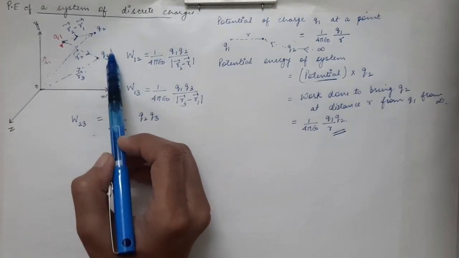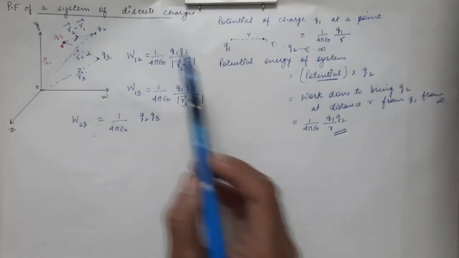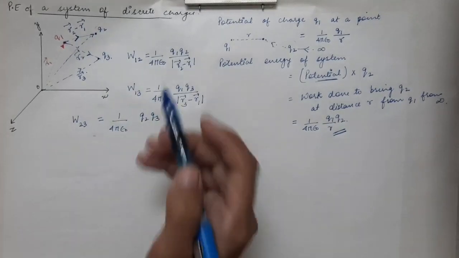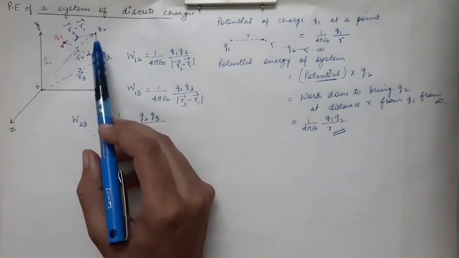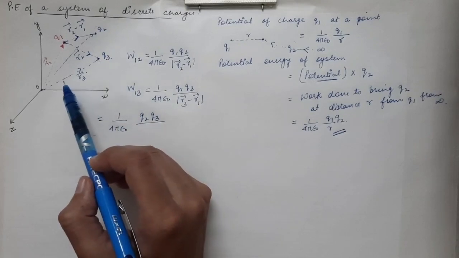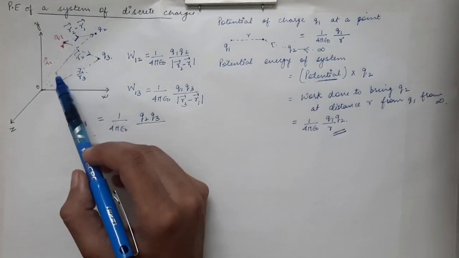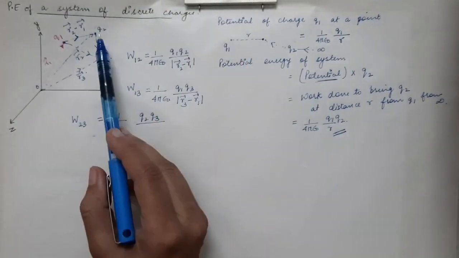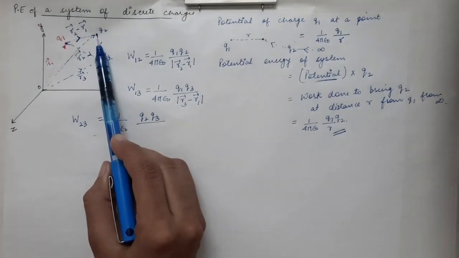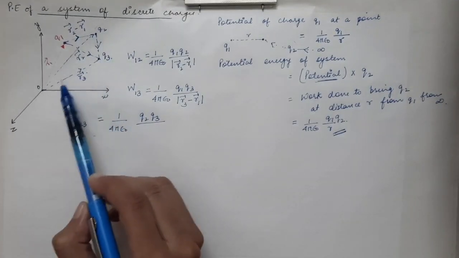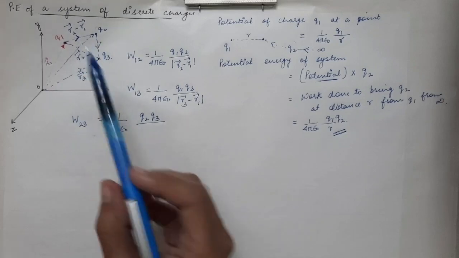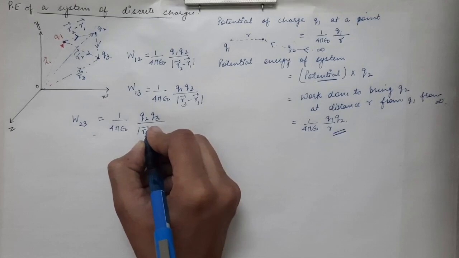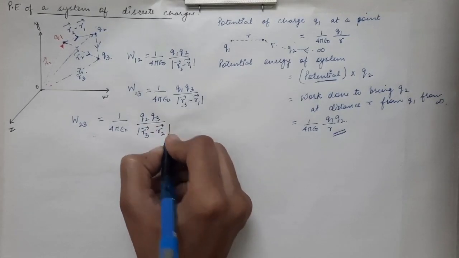So when we are considering these two systems, instead of q1 and q2, now we will have q2 into q3 divided by the distance between these two charges, which is given by the magnitude of the vector r3 vector minus r2 vector. The distance between these two charges q2 and q3 will be given by the magnitude of this vector, and this vector is nothing but r3 vector minus r2 vector, by using the triangle of vector addition.